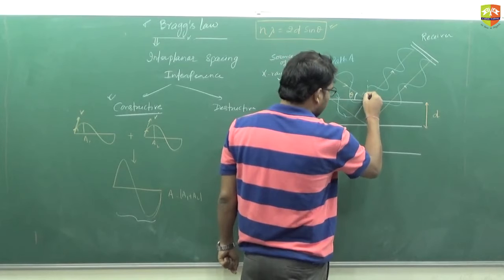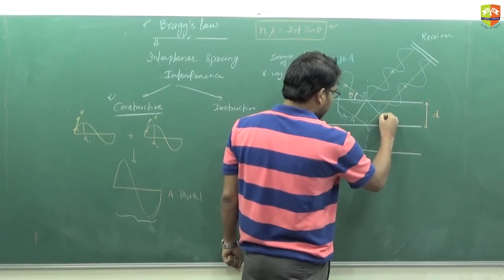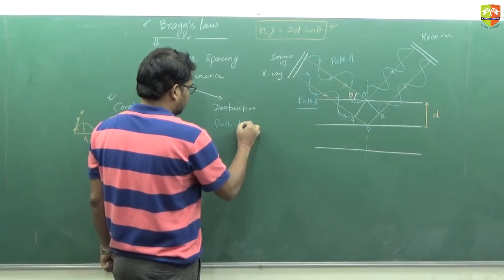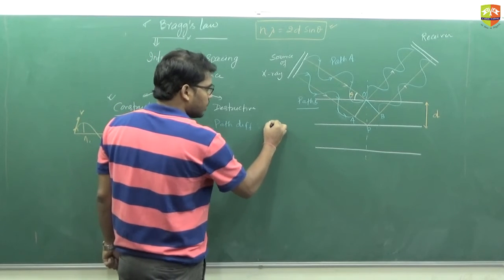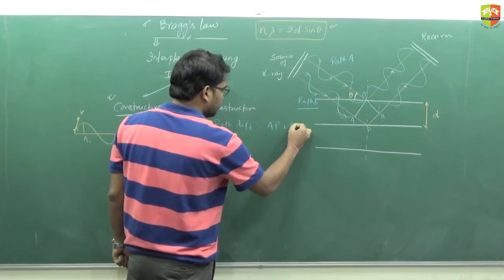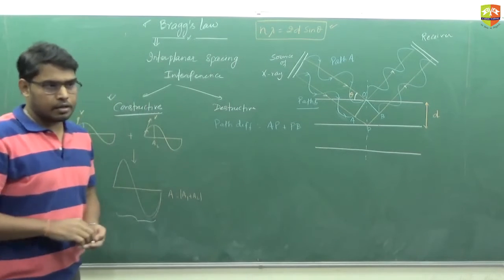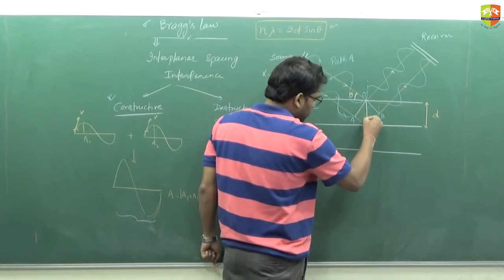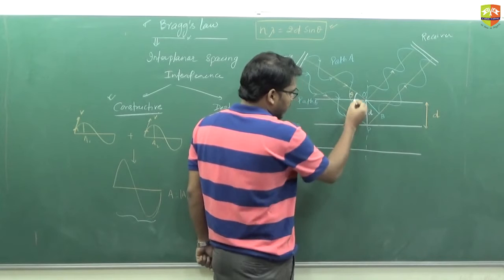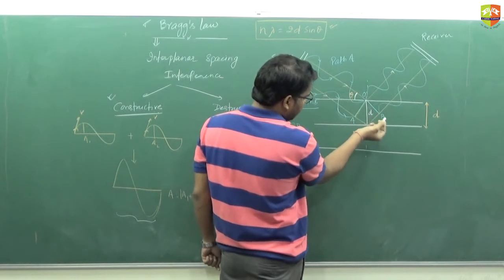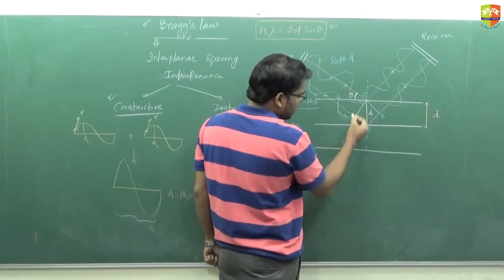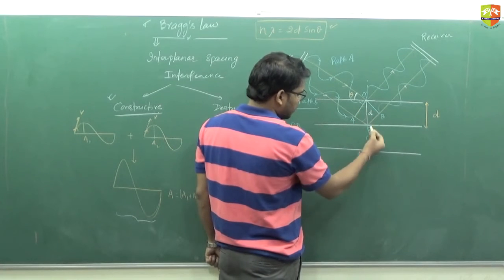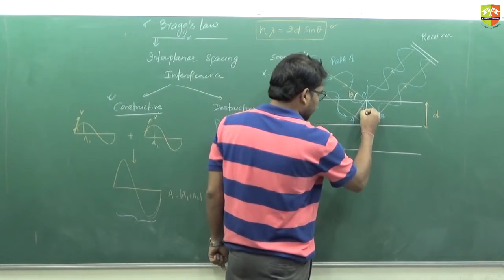Now suppose it is O, A, P, and B. If I ask you, what is the path difference? The path difference is nothing but AP plus PB. Is it clear? AP plus PB. What is this distance? It is D. And if this is theta, what will this one be? 90 minus theta. And this one? Theta. And this? 90 minus theta.